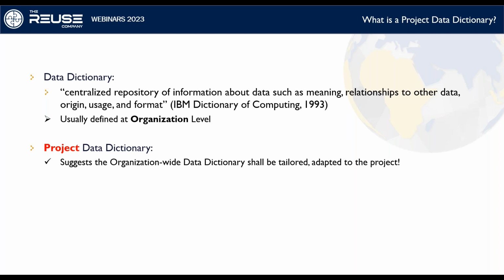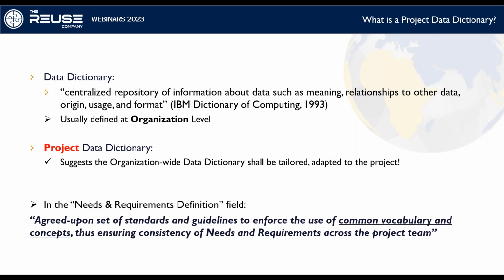So that means we have the organization level data dictionary that should be tailored, adapted to the project. That could happen if you have some variation in the definition of an acronym or a word in general, and you would have to specify a little bit more the generic definition. So the data dictionaries can be organized in different levels.